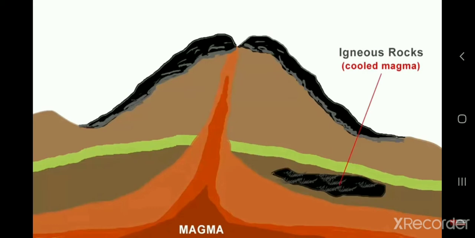As these rocks are formed from material from the interior of the earth, they are also referred to as primary rock. As these rocks are found in the interior layer of the land, inside the earth, it is also called primary rock.